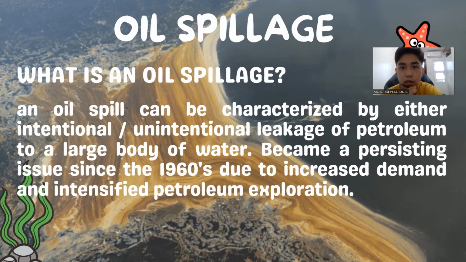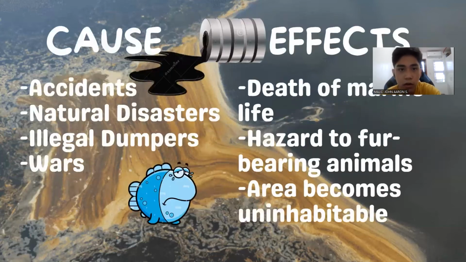So what is an oil spillage? An oil spill can be characterized by either intentional or unintentional leakage of petroleum into a large body of water. It became a persisting issue since the 1960s due to increased demand and intensified petroleum exploration. So now let us head over to some causes and effects of oil spillage.